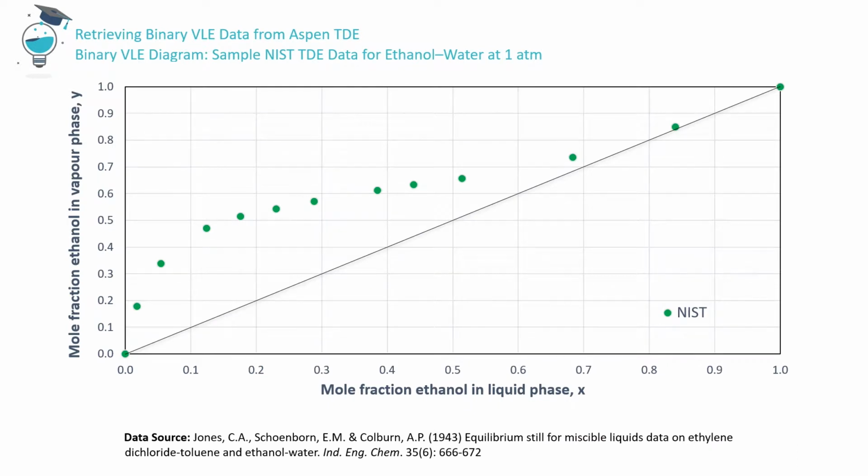Shown here is a VLE diagram, or XY diagram, for the ethanol water system at a pressure of 1 atmosphere. This diagram was constructed using a set of experimental data points from the 1943 reference source indicated, which was retrieved from the NIST TDE. Note that this non-ideal ethanol water system features an azeotrope at a liquid ethanol mole fraction of about 0.96.